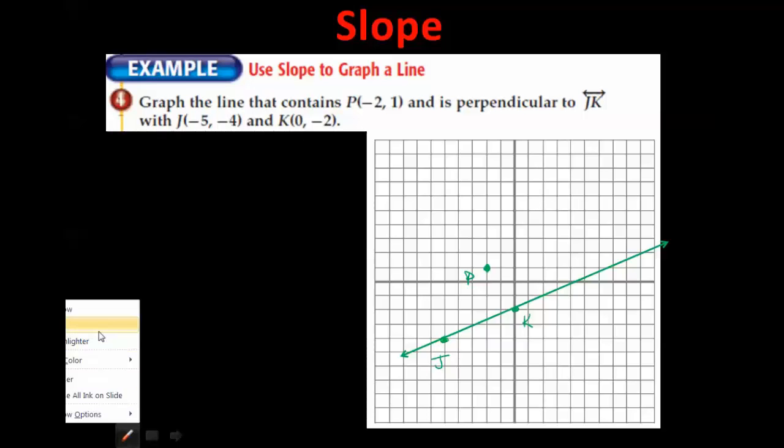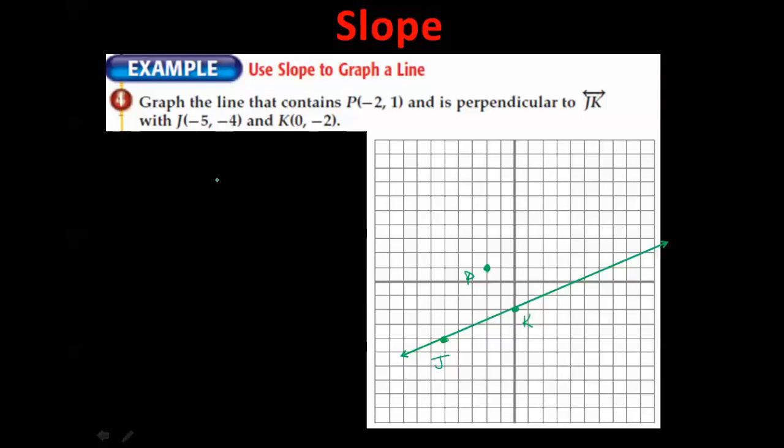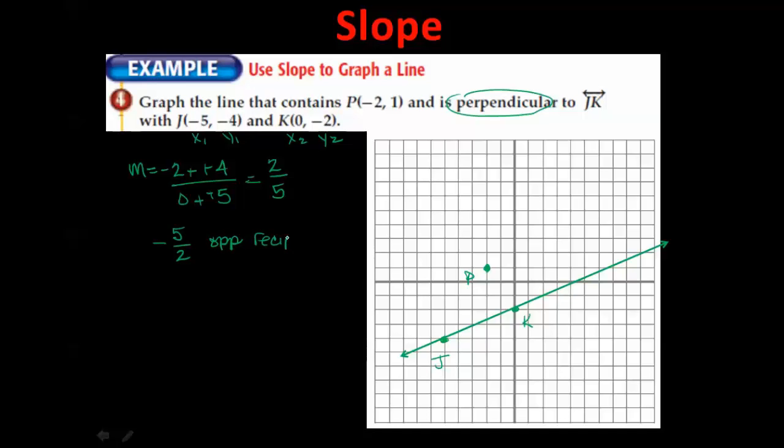So let me go down here to my pen, and I'm going to write up here slope, and x1, y1, x2, y2. So I'm going to have negative 2 minus a negative 4 over 0 minus a negative 5. Remember, positives. So negative 2 plus 4 is going to give me 2 over 5, and that's going to be my slope for line JK. So remember, it says that the line that contains P is perpendicular. So that means it has to be an opposite reciprocal. So the opposite of a positive 2/5 is negative, and the reciprocal of 2/5 is 5 over 2. I'm going to write out here opposite reciprocal.